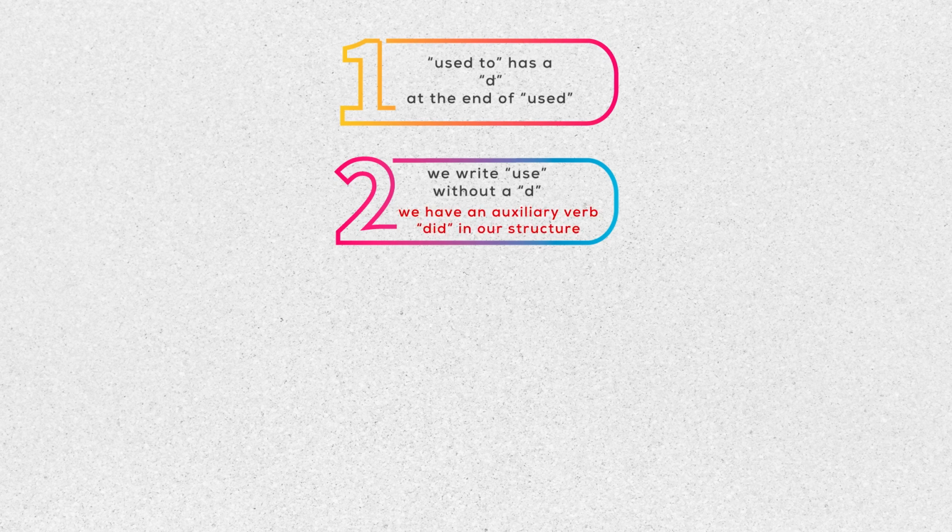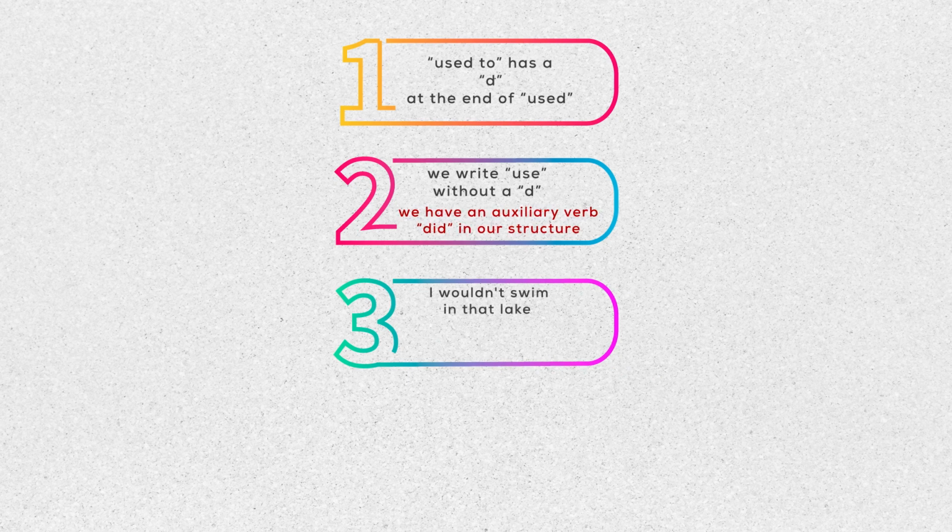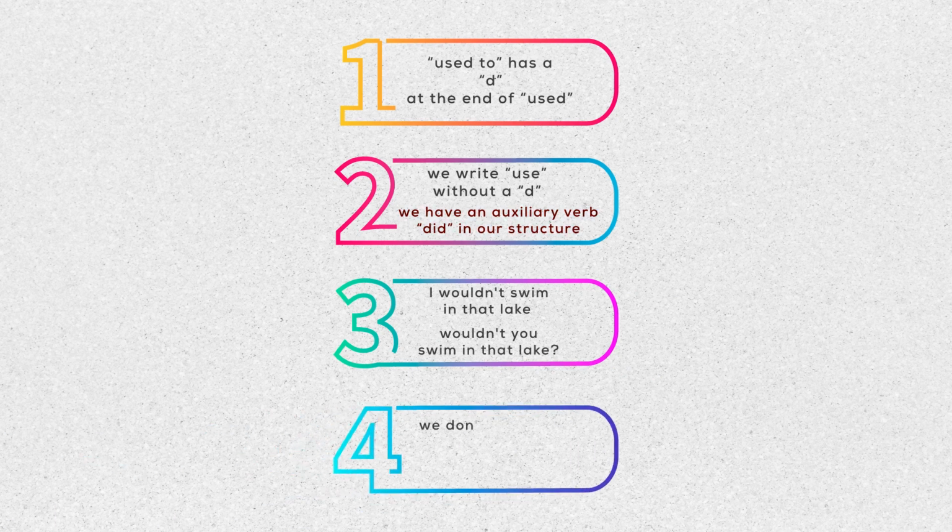The negative of would is wouldn't. I wouldn't swim in that lake. And we can also use wouldn't in questions too. Wouldn't you swim in that lake? However, we don't normally use the negative or question form of would for past habits.